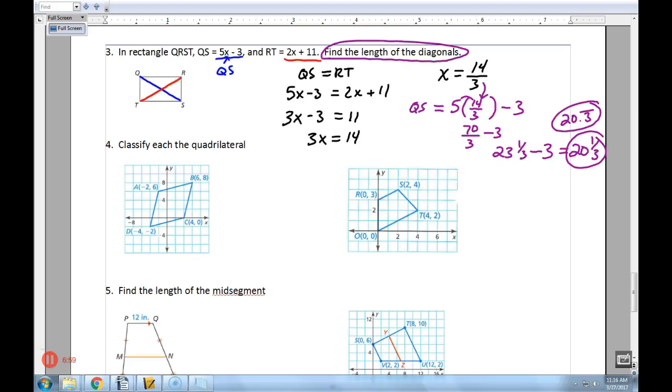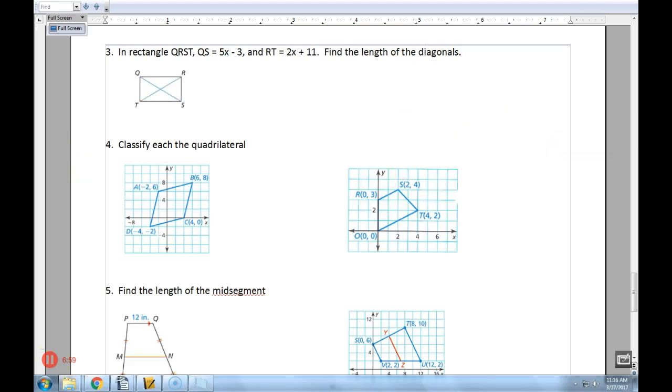All right, number 4, classify the quadrilateral. So classify means I got to name it. I got to say what I think it is. Now, just looking at this thing, I'm going to rule out rectangle and square because I don't see any 90-degree angles. To me, what I think this is either a parallelogram or a rhombus. Okay, it's a parallelogram or a rhombus.